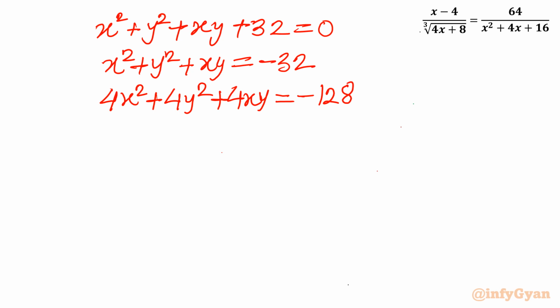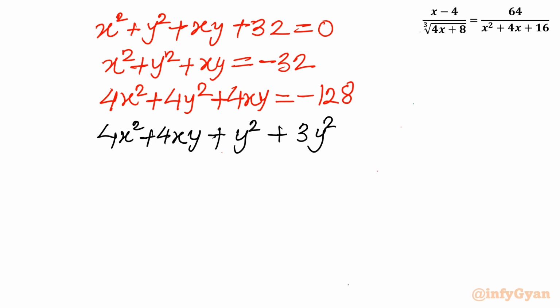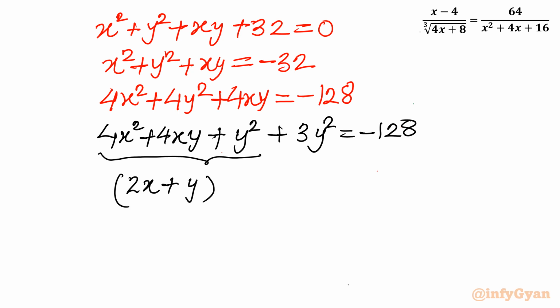Now I will split this 4y square in such a way. See, it is 4x square plus 4xy, the last term, and then I will write plus y square, and then plus 3y square, equal to minus 128. Now from the first three terms you can see it is one perfect square, 2x plus y whole square. Let us check. 2x whole square, 4x square, y whole square, y square, last term, 2ab term, so 4xy. Yes.